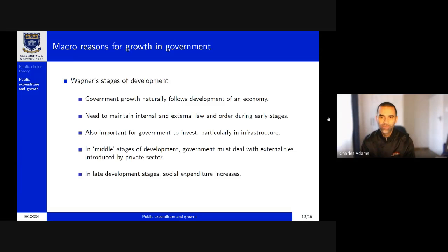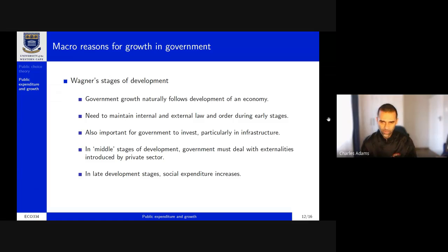So in the early stages of development, for example, you need states to implement legal systems and other mechanisms to maintain law and order, both internally and externally. So you need to have an internal legal system that protects property rights, that supports free exchange, etc. And then you also need a state to defend against external threats.